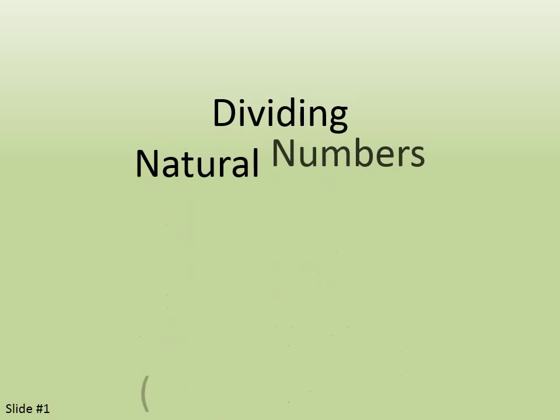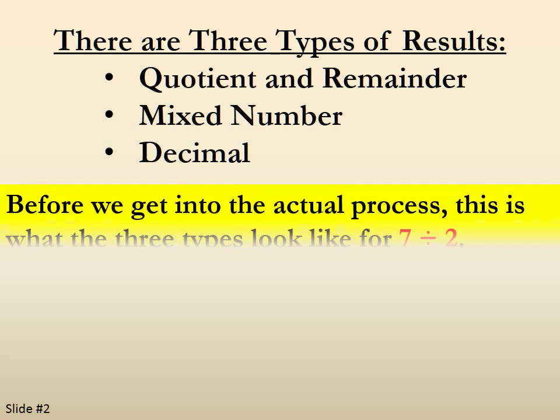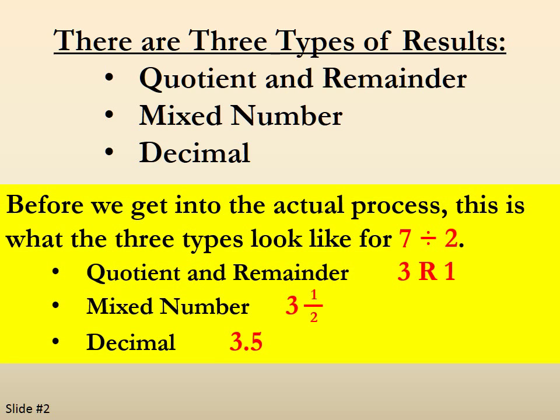Dividing natural numbers, long division. There are three types of results. You can get a quotient and remainder, you can get a mixed number, or you can get a decimal. Before we actually go into the process, this is what the types look like.